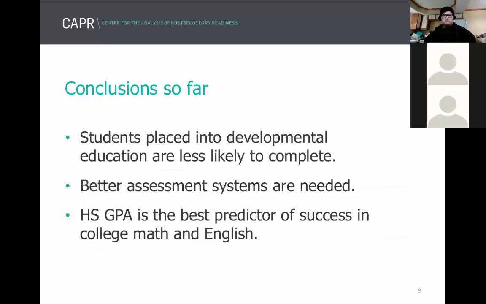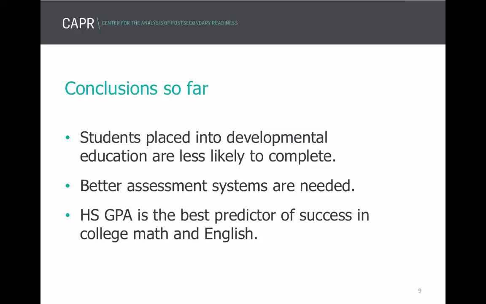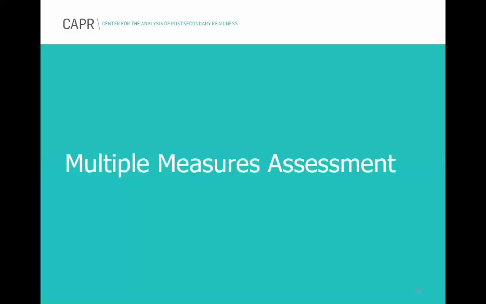So we've got a lot of reasons to think that better assessment systems are needed, taking into account the fact that when students do start in developmental education, they're less likely to complete, and that we have a lot of students starting in developmental education who don't really need to be there. And we'll spend more time talking about this later, but just over and over again, the high school GPA turns out to be the best predictor of success in college level math or English. So let me just pause there for a moment. Are there any questions or comments so far, Keith?